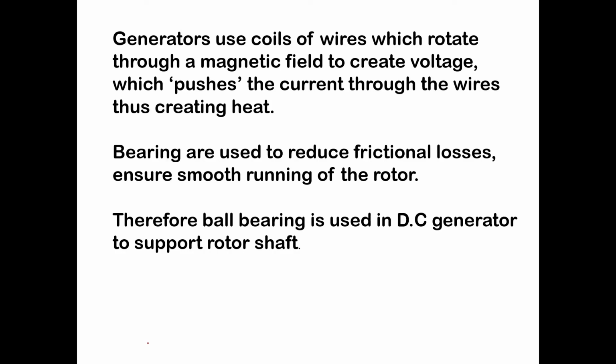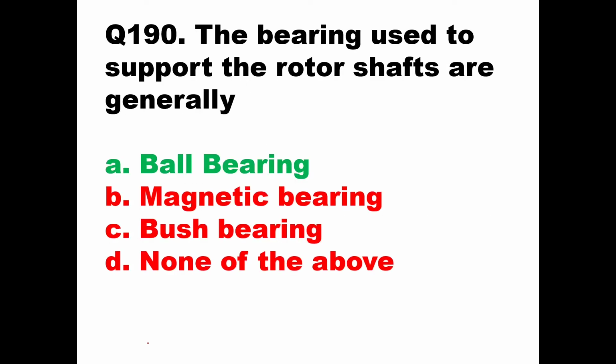Generators use coils of wires which rotate through a magnetic field to create voltage, which pushes the current through the wires, thus creating heat. Bearings are used to reduce frictional losses and ensure smooth running of the rotor. Therefore, ball bearing is used in a DC generator to support the rotor shaft. Okay. Then we'll go to the next question. Ball bearing was the answer here.